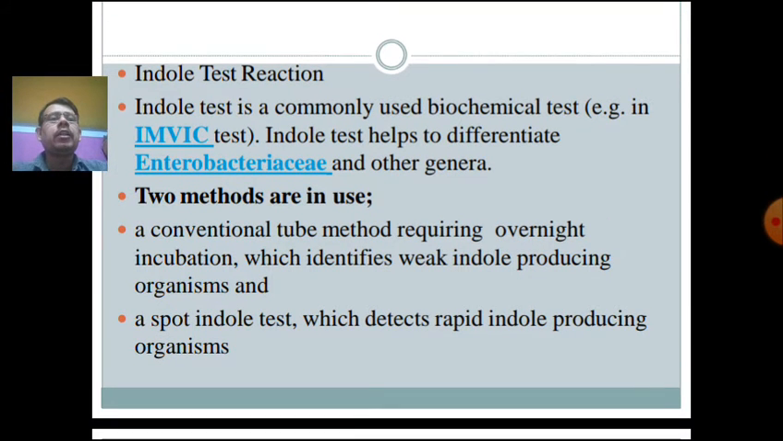Next, let us go through the indole test reaction. The indole test is commonly used as a biochemical test, for example in the IMVIC test. The indole test helps in the differentiation of Enterobacteriaceae and other organisms, and two methods are used: a conventional tube method requiring overnight incubation, which identifies weak indole-producing organisms, and a spot indole test, which detects rapid indole-producing organisms.